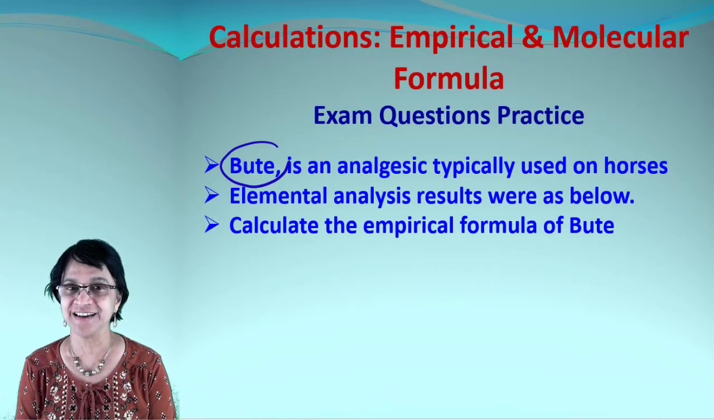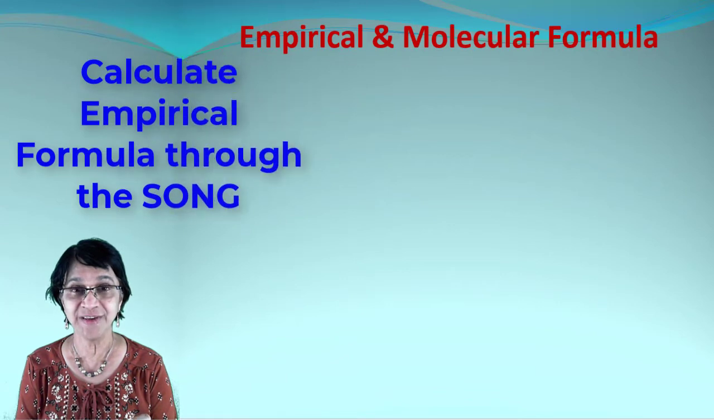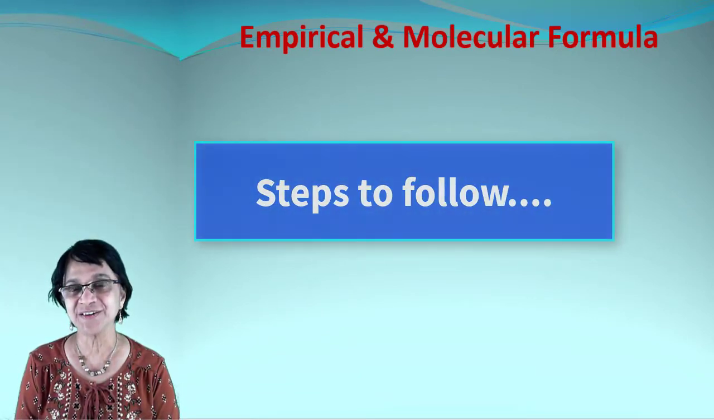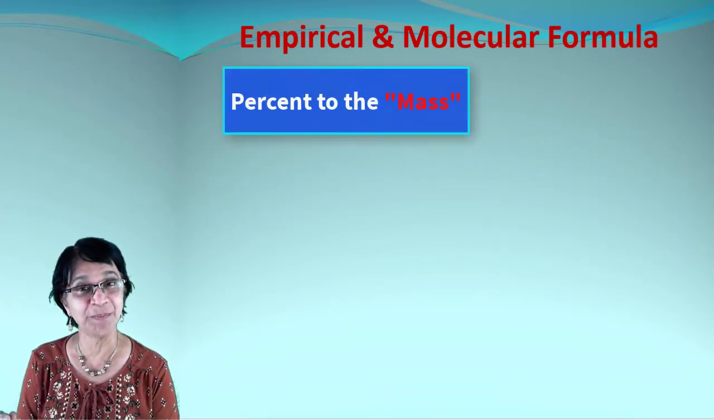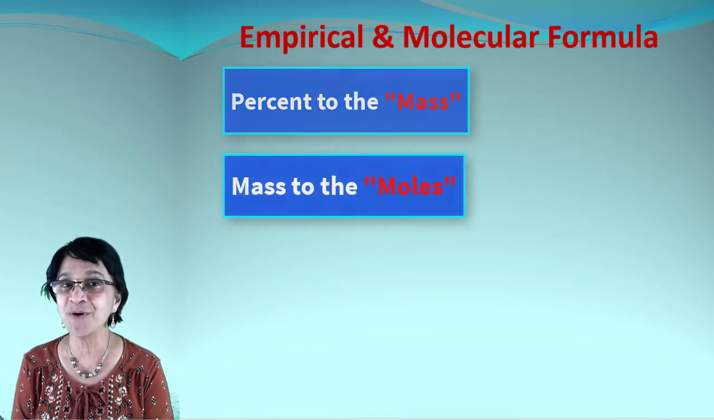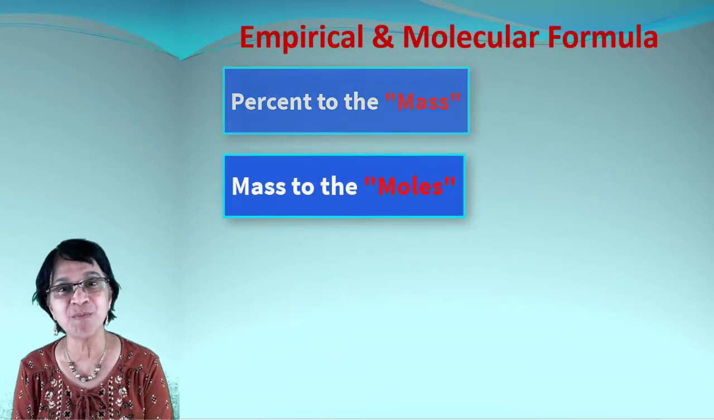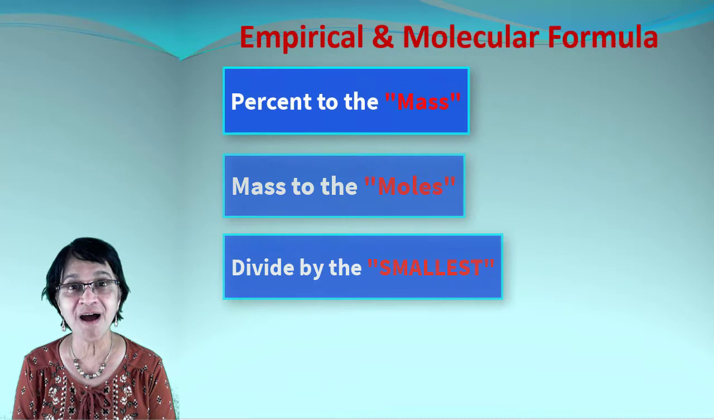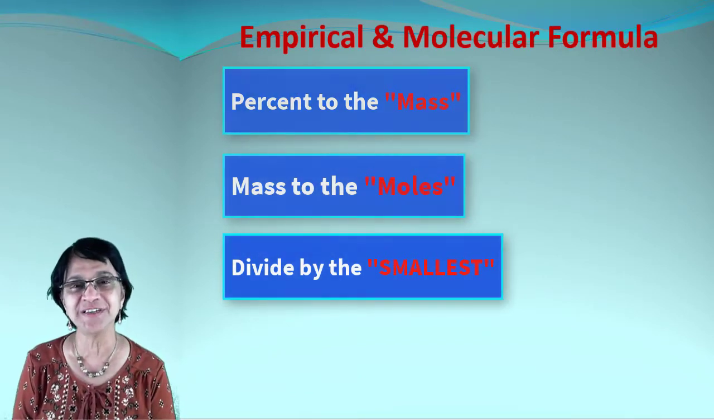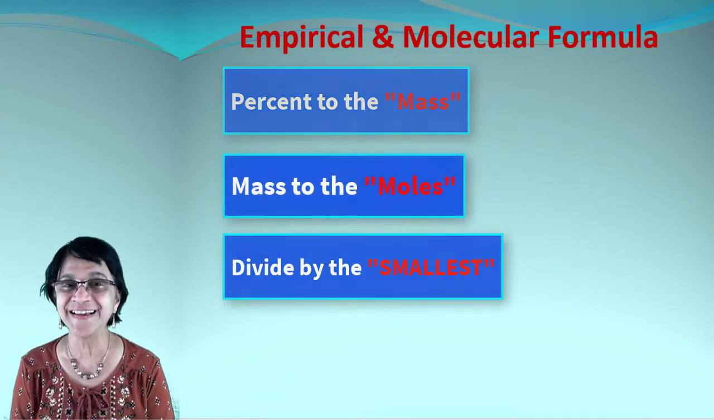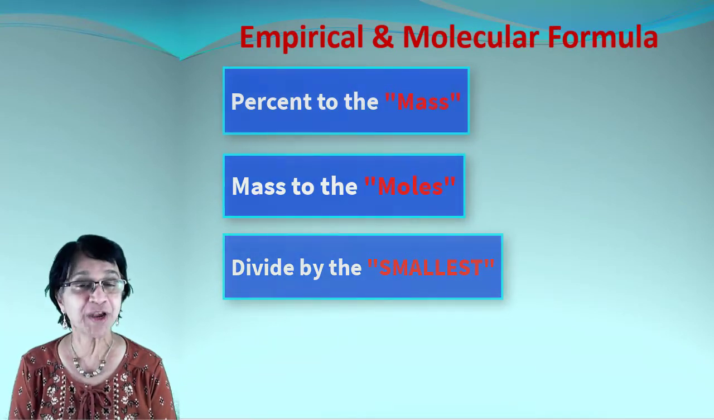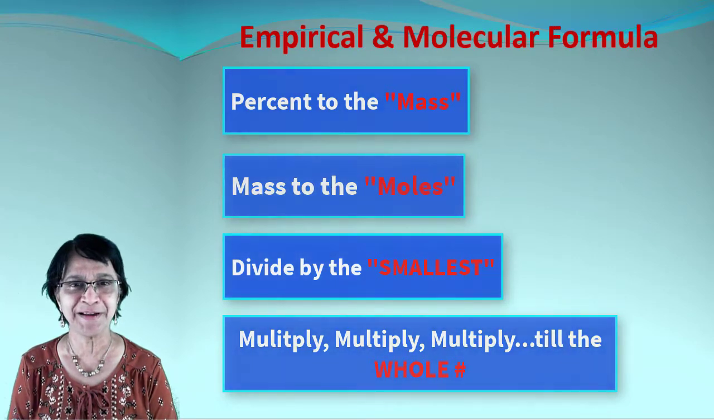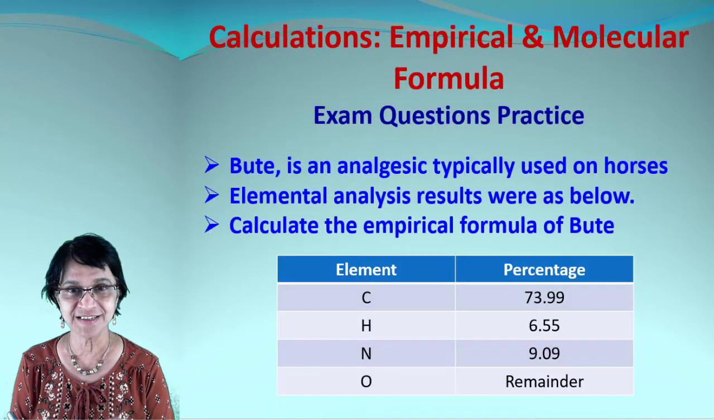Before we get into the details about the data, do you remember how we calculate empirical formula? There's a song. When we know the percent of every element, what do? From percent to the mass. Yes, you go from percent to the mass and then from mass to the moles. So two steps, percent to the mass and mass to the moles. And once you get to the moles, what do? We divide by the smallest. It's easy. You find the smallest number and you divide. When you divide by the smallest, if you get whole numbers, you're done. If not, what do? You multiply, multiply, and multiply till the whole. So if you got that, let's get started with our problem.